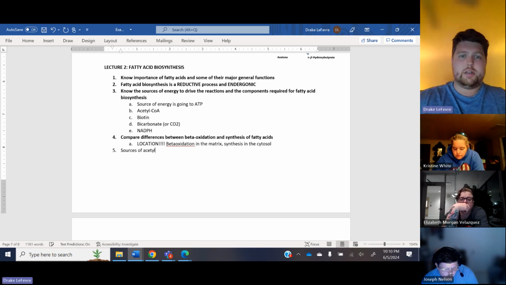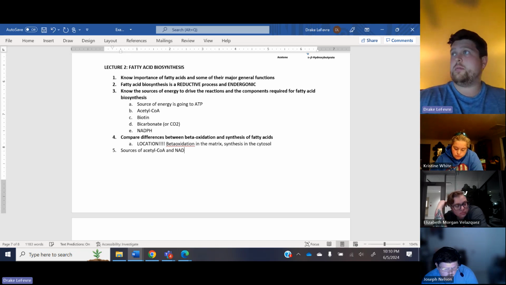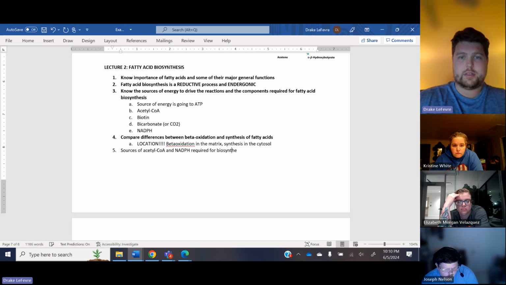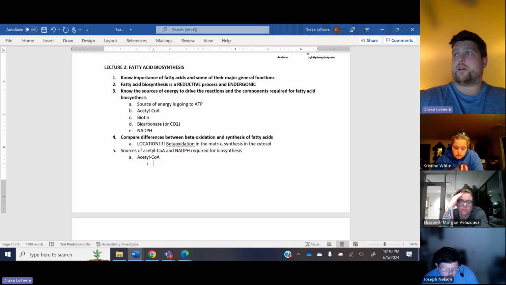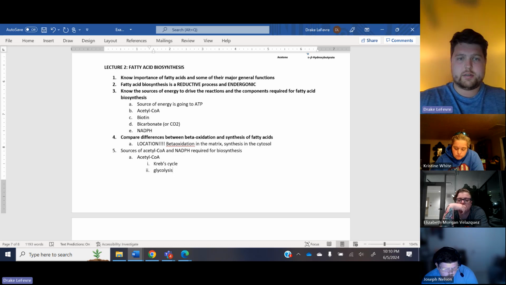Sources of acetyl-CoA and NADPH required for biosynthesis. The acetyl-CoA, we're getting from a couple of different places. We can get it from the Krebs cycle, from glycolysis. I think there's one other spot that they specifically mention.